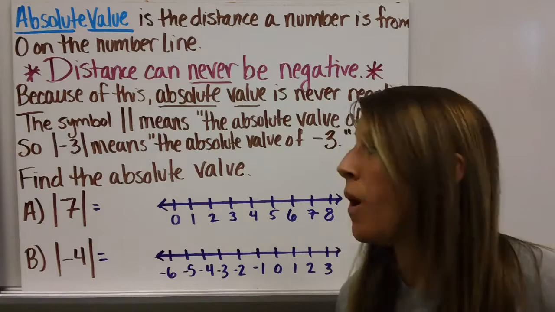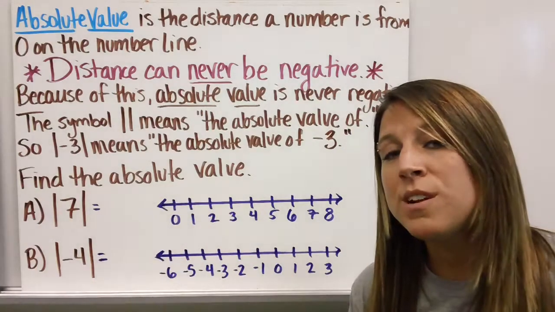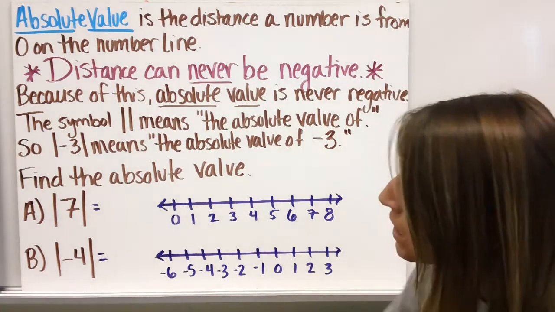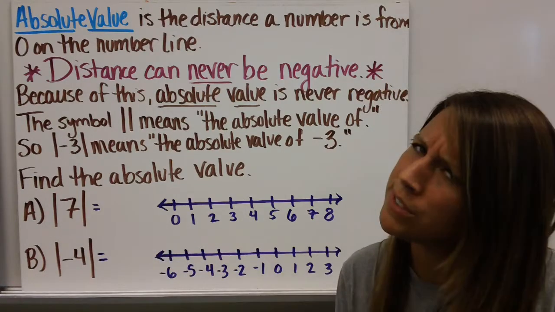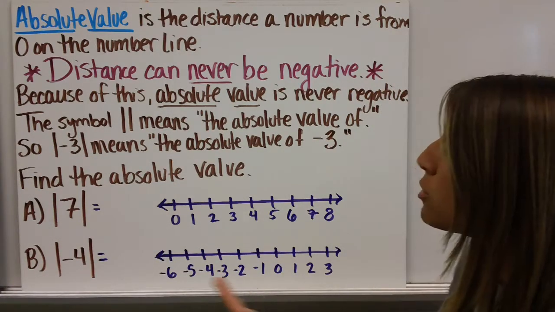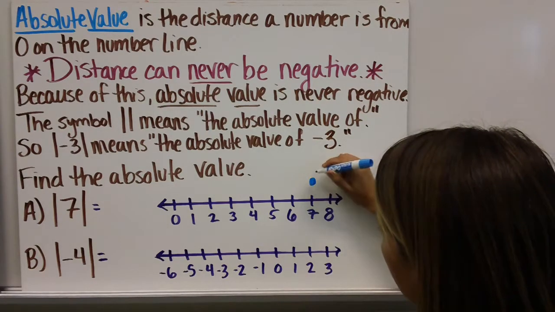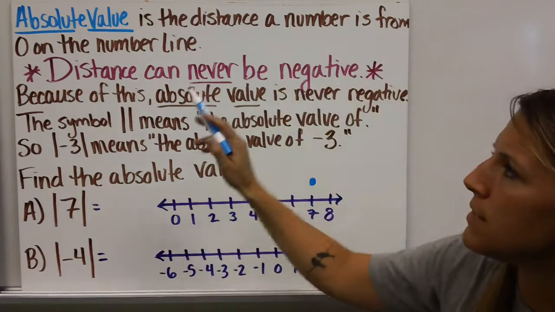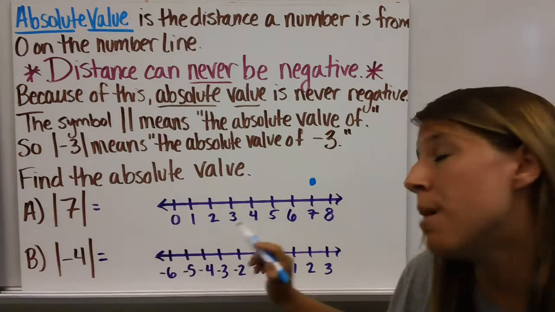So if your task was to find the absolute value of these two numbers, how would we do that? Well, we would have to find the distance that number is from 0. Here, our first example is the absolute value of 7. If I'm looking at a number line, I know that 7 is here, and I know that the absolute value is the distance a number is from 0. So how far is 7 from 0 on the number line?